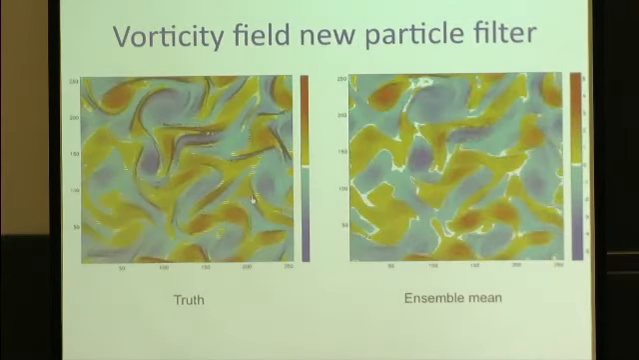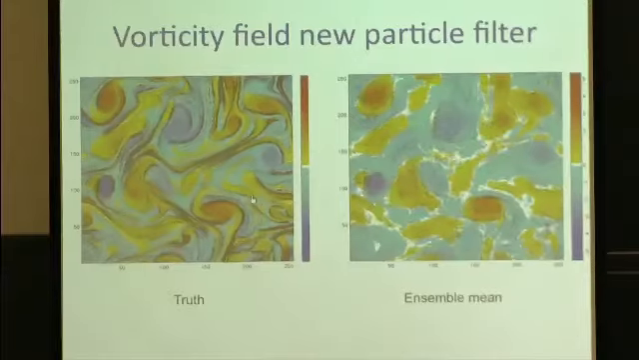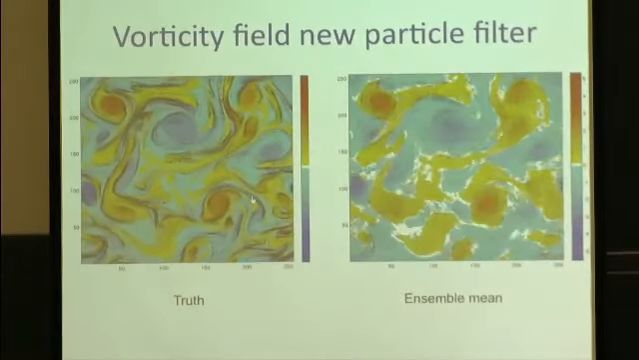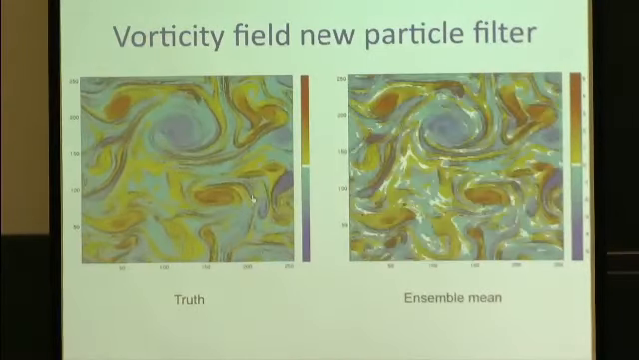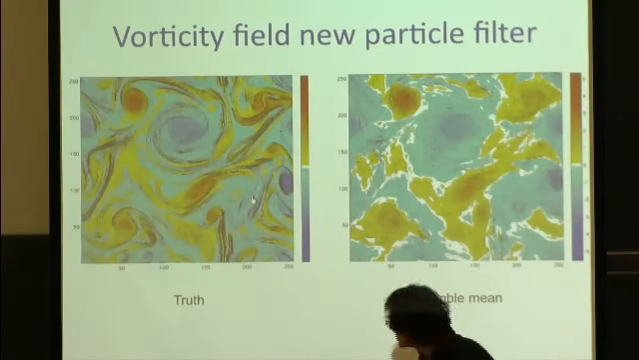Now this is the new method. Again, the truth, the evolution of the truth field, is over there. This is the mean of the ensemble over here, and you see we more or less trace what's going on. Of course, we only have observations when we have observations.